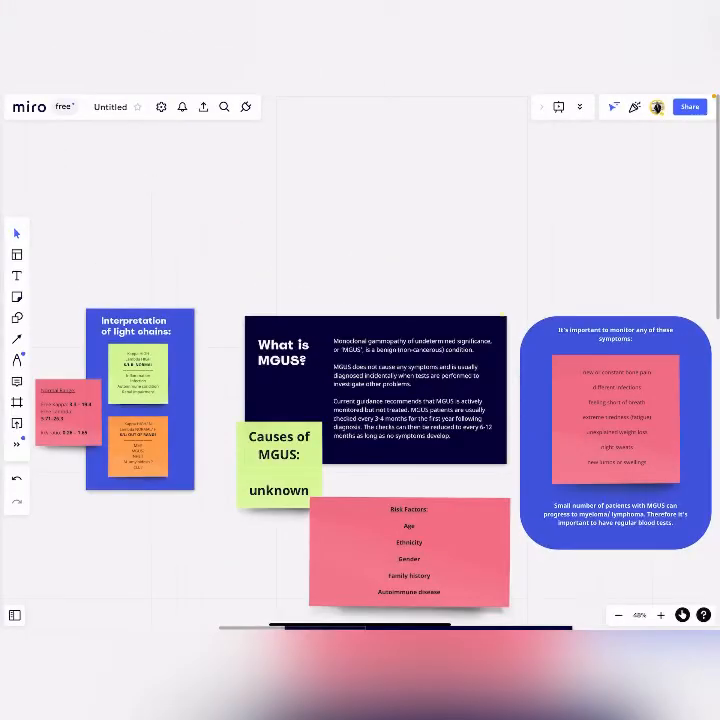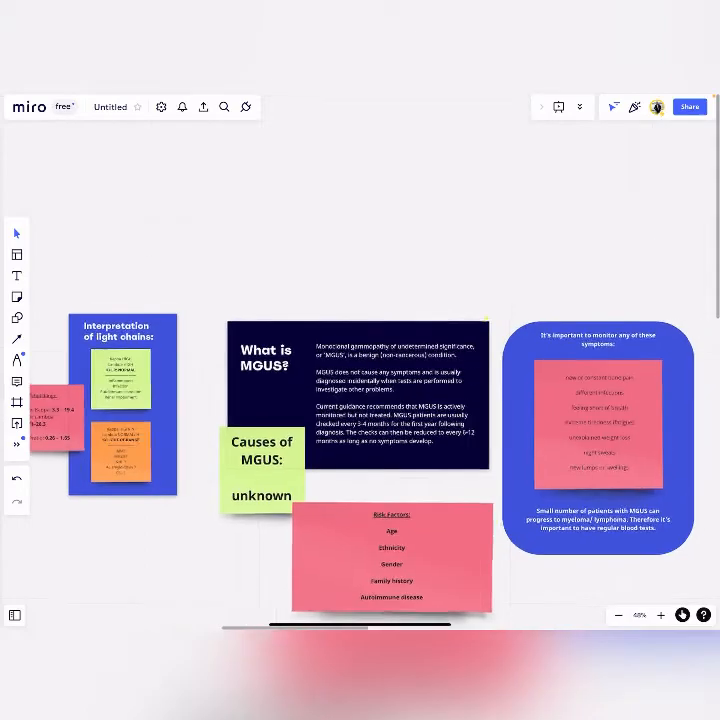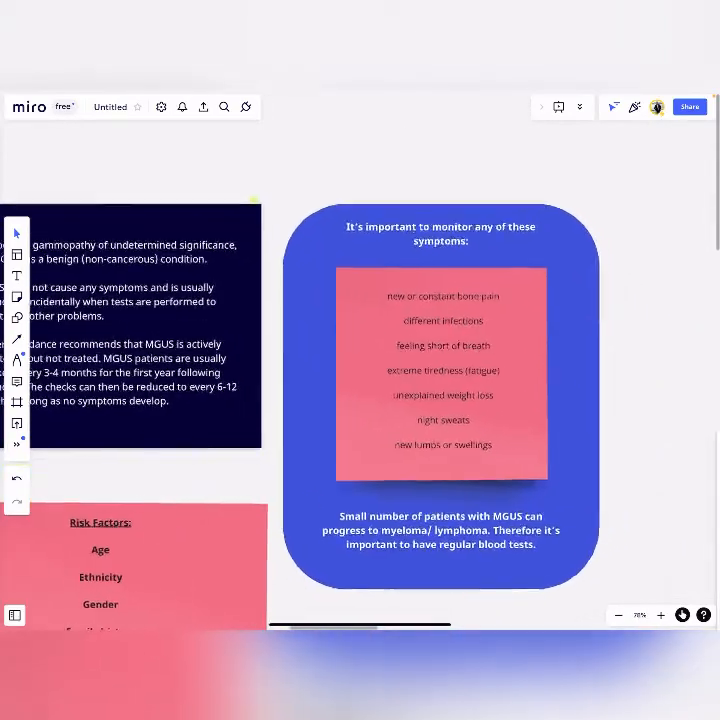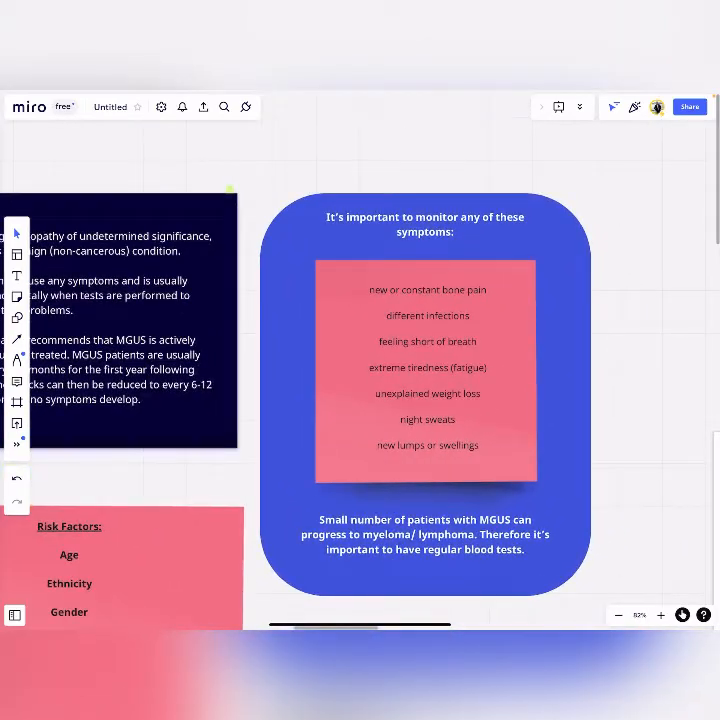In most patients, the chance of MGUS causing problems in their lifetime is so small that no checks are needed. But it's still important to monitor for any of these symptoms: new or constant bone pain, different infections one after another when antibiotics are required, feeling short of breath, extreme tiredness, unexplained weight loss, night sweats, or new lumps or swellings. A small number of patients with MGUS can progress to myeloma or lymphoma. Therefore, it's important to keep regular blood tests.